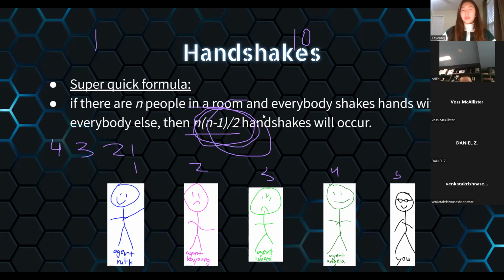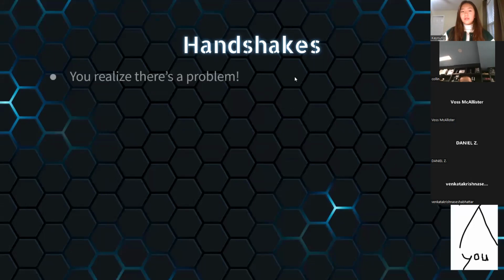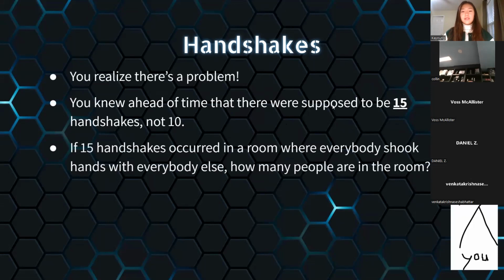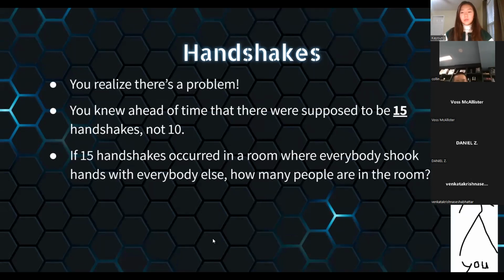Okay, let's move on. So you realize there's a problem, because you knew ahead of time that there was supposed to be 15 handshakes instead of 10. So if 15 handshakes occurred in a room where everybody shook hands with everyone else, how many people are in the room? So think about it kind of backwards.